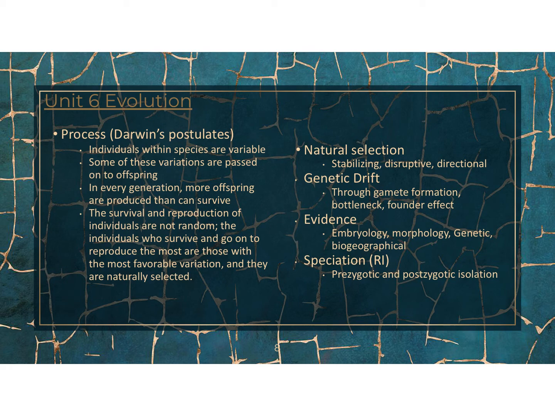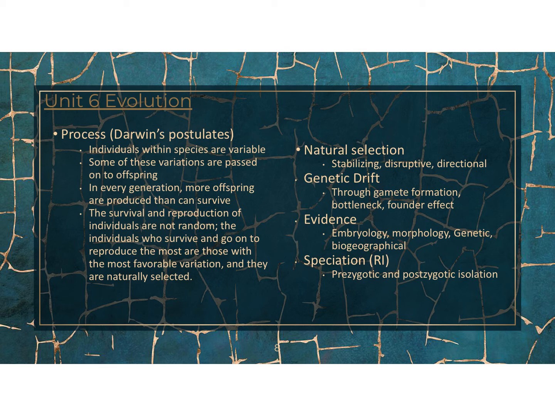Number one, that individuals within species are variable. So that even within the same species, you're going to have slight differences between them in their physical characteristics. Number two, that those characteristics are passed on to the next generation. Very, very important in evolution is that these traits that we have to look at, are they able to be passed on to the next generation? Number three, in every generation, there's going to be more offspring that are produced than can survive, and this is due to the carrying capacity of the environment.